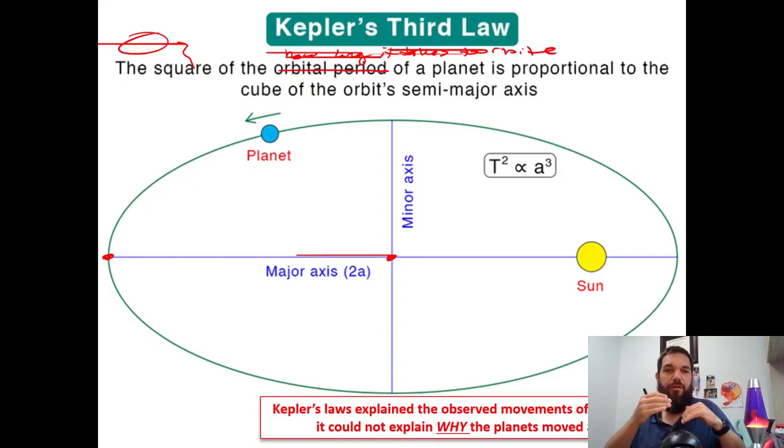It's going to take longer for a planet to go around the sun if its orbit is larger. If it has a bigger ellipse, its elliptical orbit is bigger, its semi-major axis is bigger, it's going to take it longer to go around. And that's really intuitive, right? But there's an even more precise mathematical relationship between the two. You don't need to know that, but I just want you to know that they are connected with each other, okay?